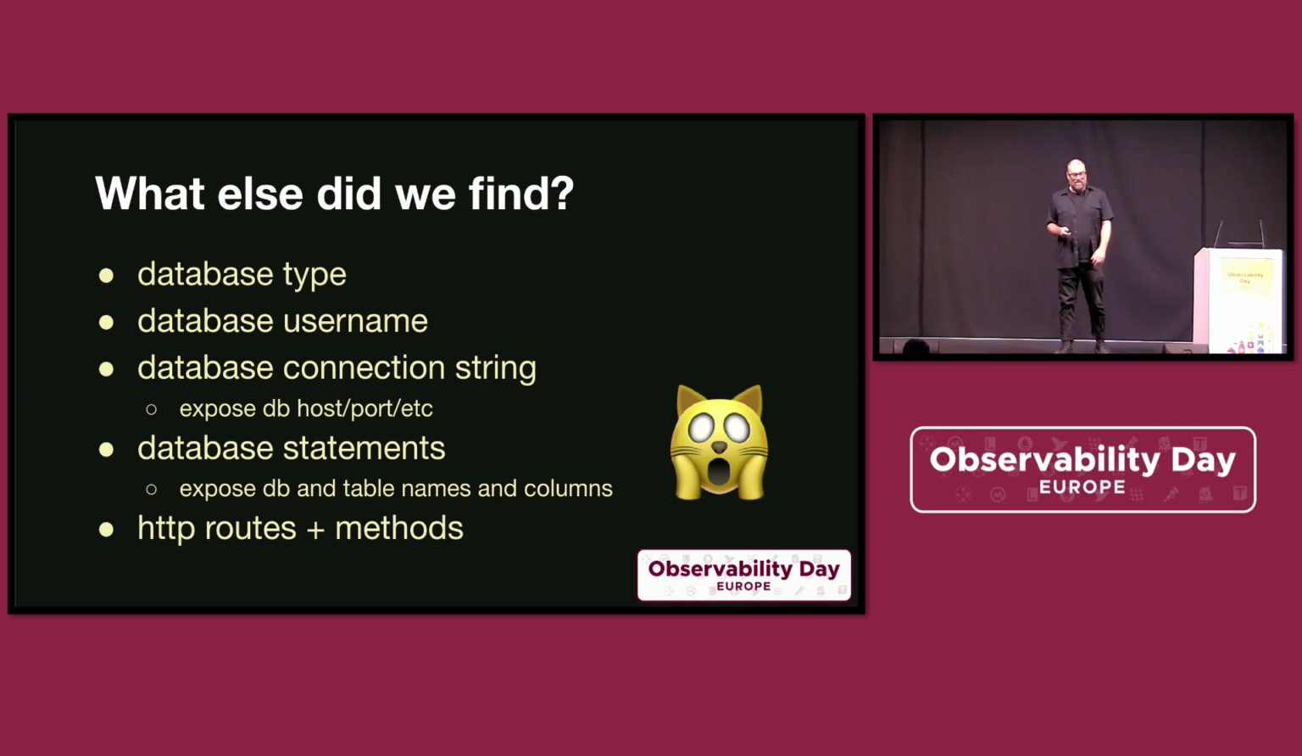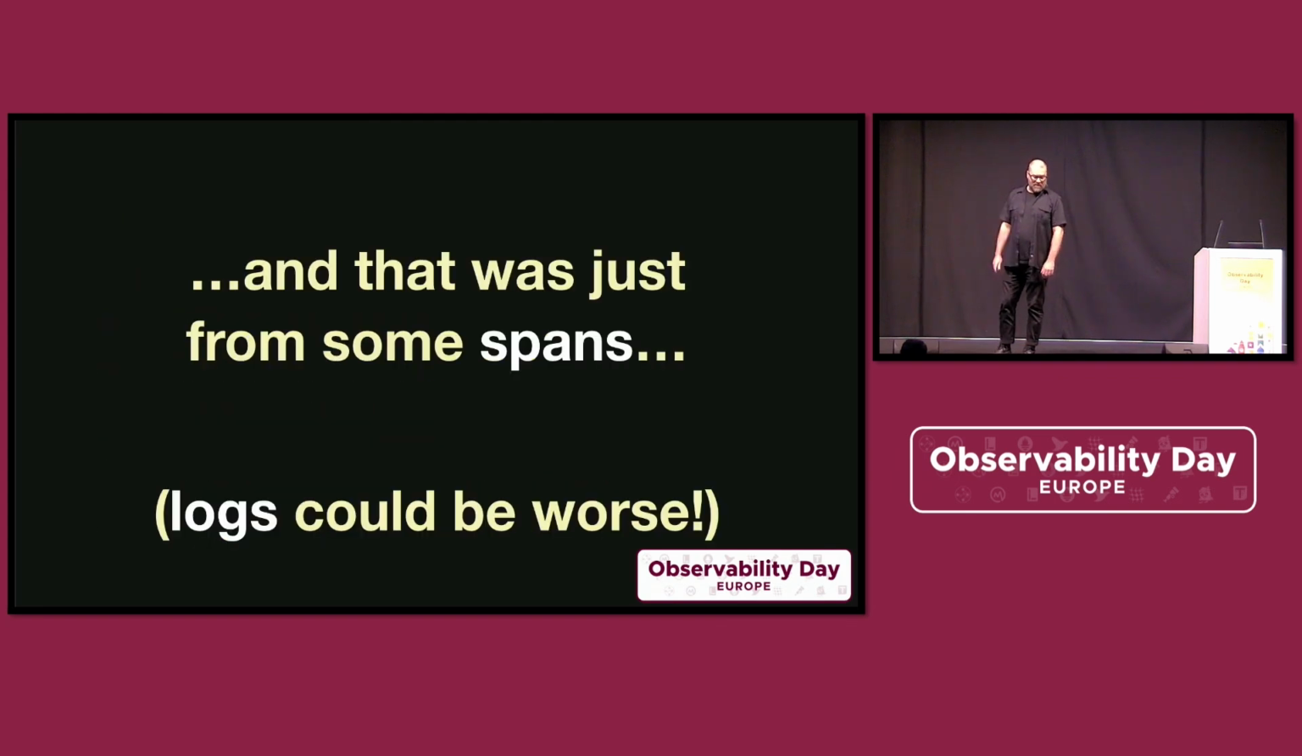So the connection string used, which also discloses in some cases the database username, but certainly the host and port. And then all the way down to database level statements that show what tables and what schemas and what columns are being accessed or exist in that system. So, that's just from one packet, from one span, and we didn't even try very hard, right?